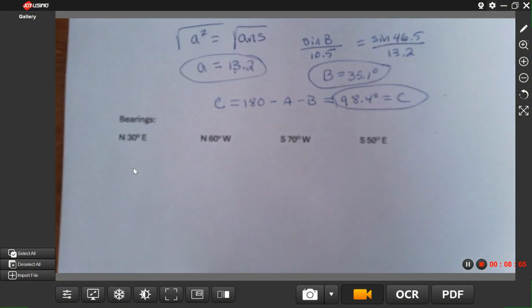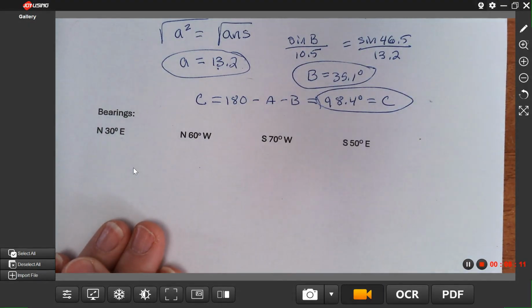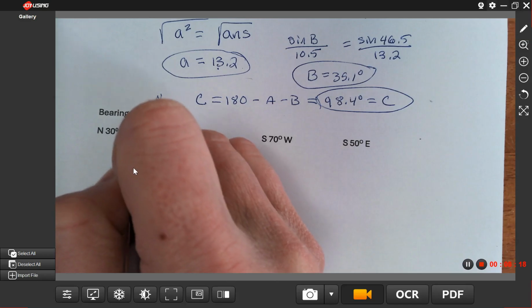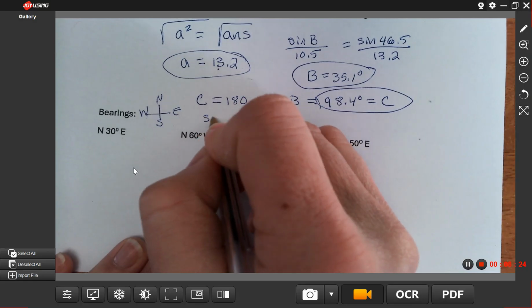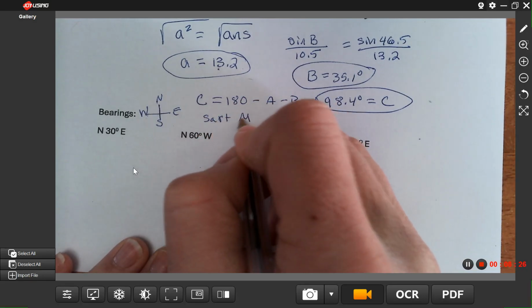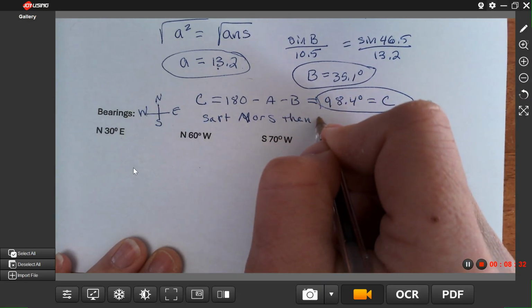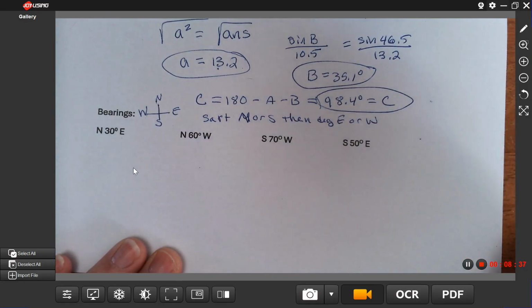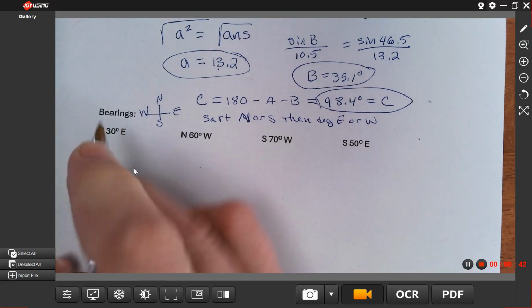All right, so this is a definition of compass bearings. I'm going to do some examples. For compass bearings, remember the compass rose: north, south, east, west. You always start with north or south, then the degree, then east or west of where you started pointing. So this compass bearing says north 30 degrees east.